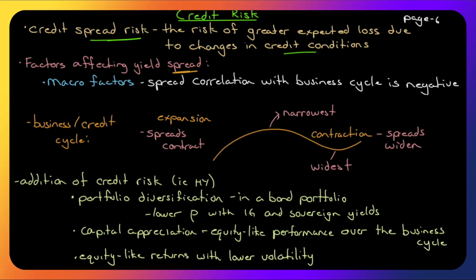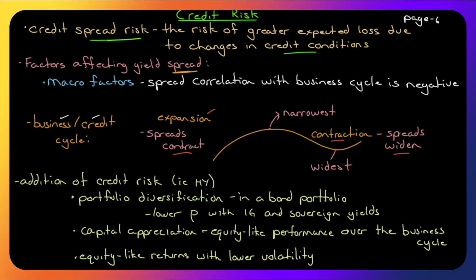And we need to understand how the spread correlates with the business cycle. That correlation is negative. In expansions, spreads contract, and in contractions, economic contractions, spreads will widen. They tend to be their narrowest at the peak of a cycle, and they tend to be their widest at the bottom of a cycle. And this is its correlation with, you can call it the business cycle or the credit cycle.